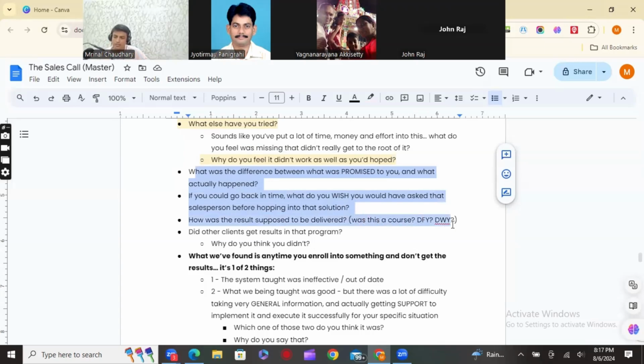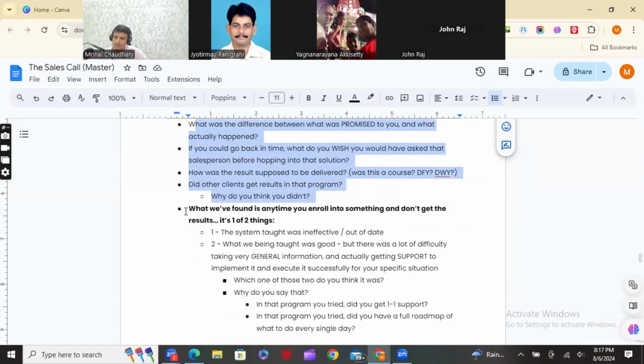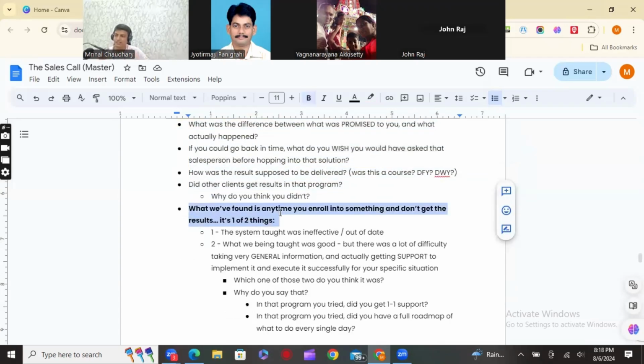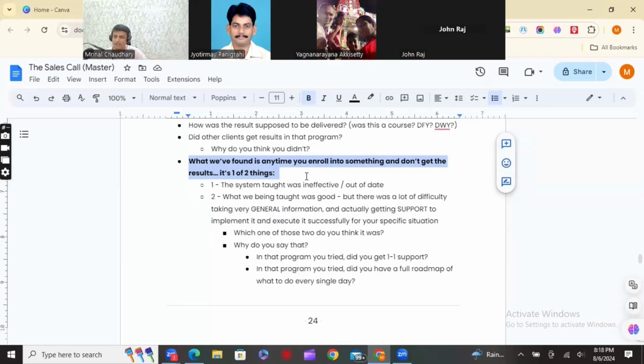Is it done for you, done with you, or is it a recorded course? You ask to go deeper into that. Did other clients get the result with that problem? If they did get the result, then why didn't you get the result? What's lacking inside you? Like that, you are going deeper until you get to the right root cause of the problem.